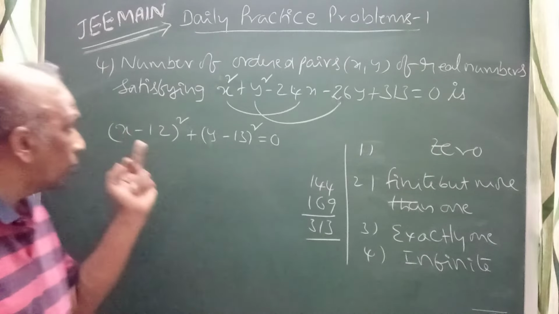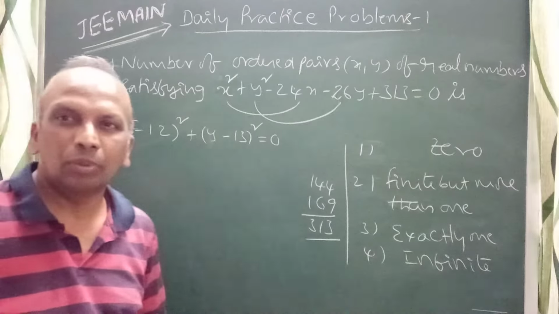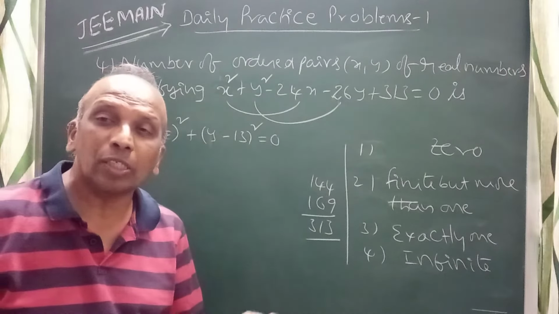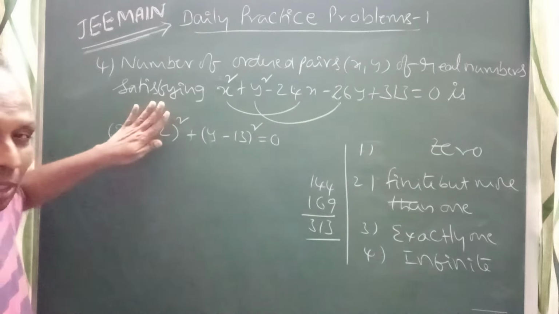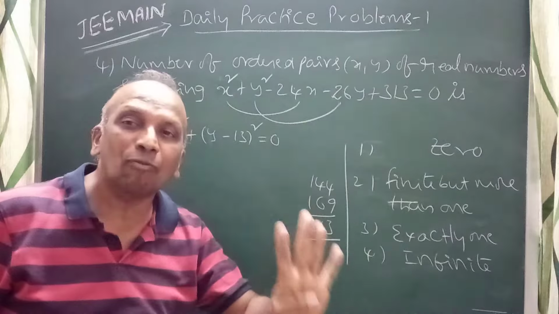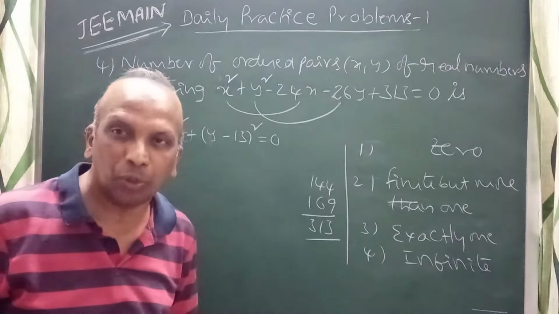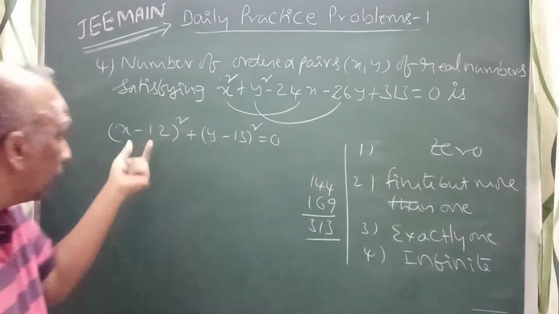I got the sum of squares of two numbers equal to 0. This is positive, this is positive. Whenever we take the square of a number, it gives a non-negative value. The sum of two such numbers equal to 0 means definitely each number should be equal to 0. Otherwise it will never be 0, right? When it holds, each should be equal to 0.